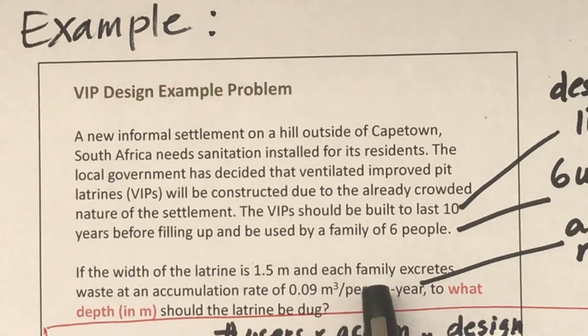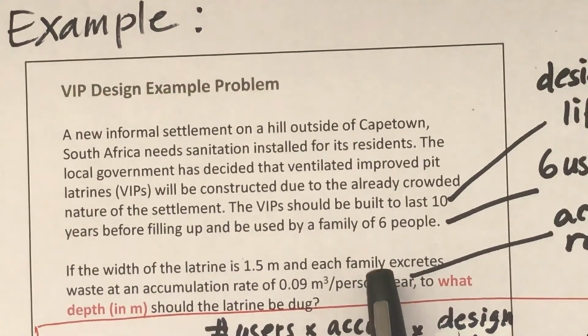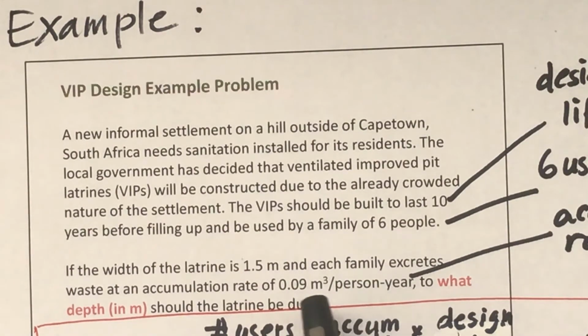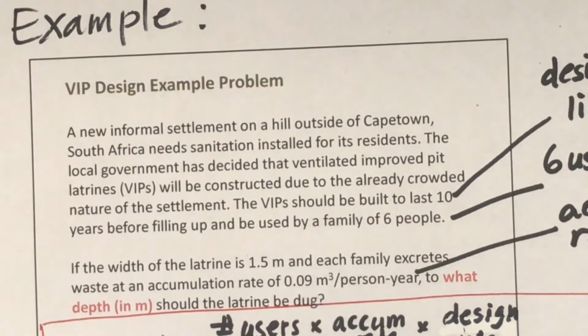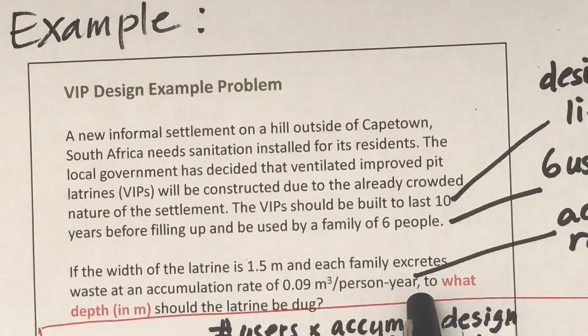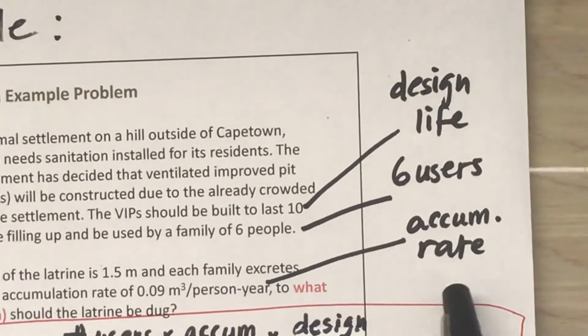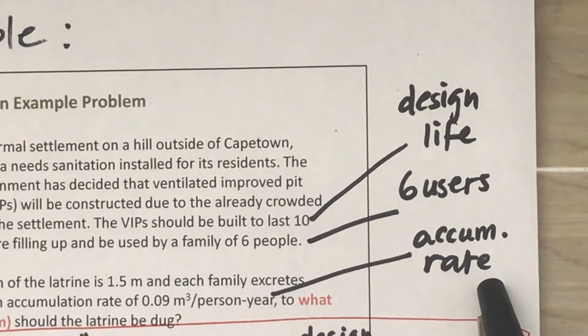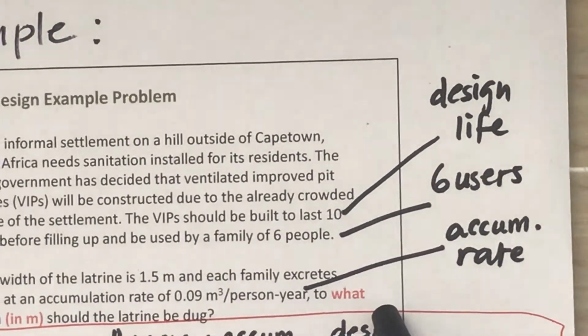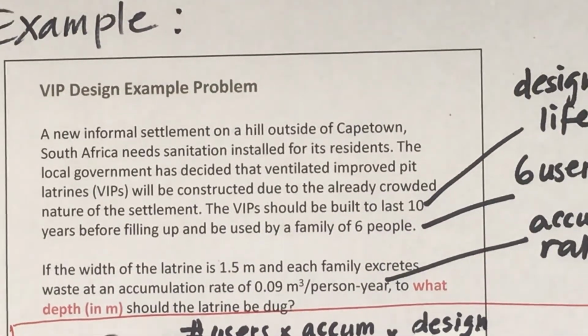And we also can estimate, for people in this part of the world and their sanitation habits, an accumulation rate of waste that's 0.09 cubic meters. So that's the volume that's going to be needed to handle the waste for every person for every year. Okay, so that's the accumulation rate right there. So we have these different parameters already identified. What we need to be able to design this latrine is to figure out what depth it needs to be. So to what depth should the latrine be dug? And that's really the main part of the design.